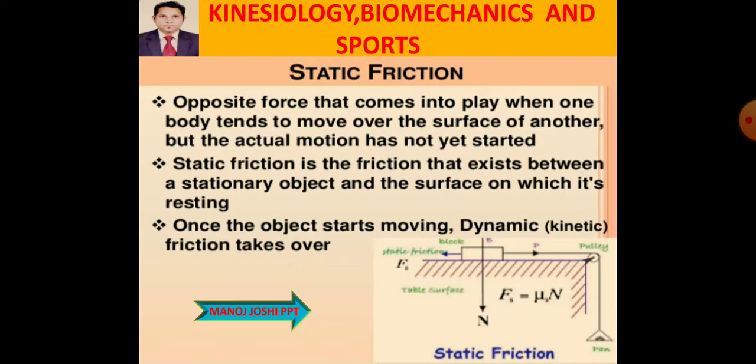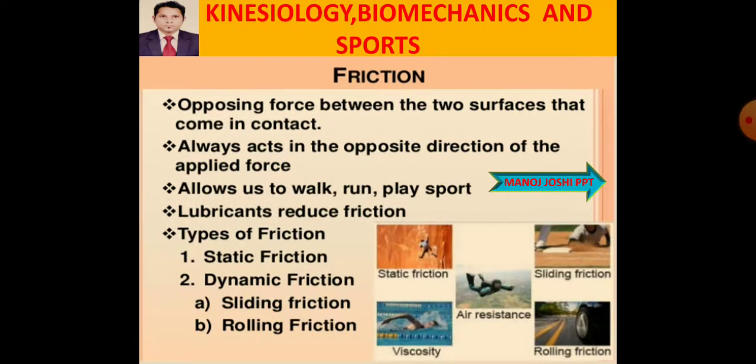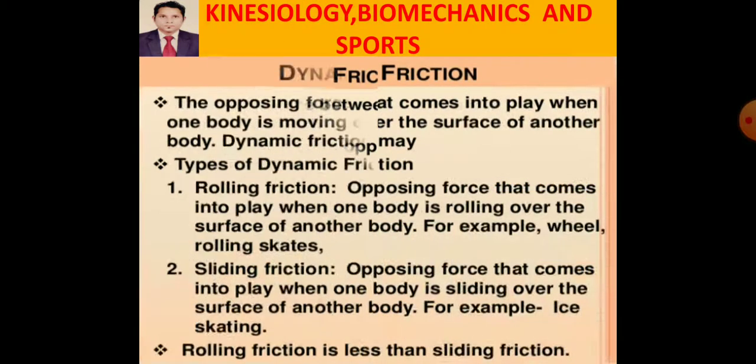Static friction we have seen. Then we will see the dynamic friction. This is the opposing force that comes into play when one body is moving over the surface of another body. So dynamic friction may be of two types.